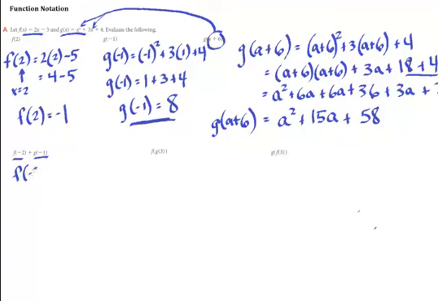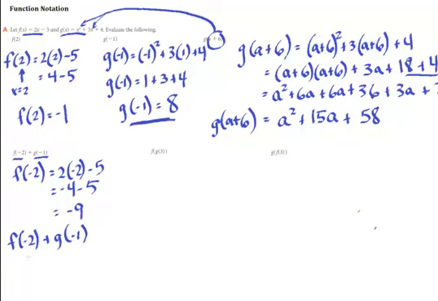So f of negative 2 is going to be 2 times negative 2 minus 5. That's going to be negative 4 minus 5. It's going to be negative 9. So f of negative 2 plus g of negative 1 is going to be equal to negative 9 plus, what was that? Oh, 8. So it equals negative 1. I'll put it right here and circle it.